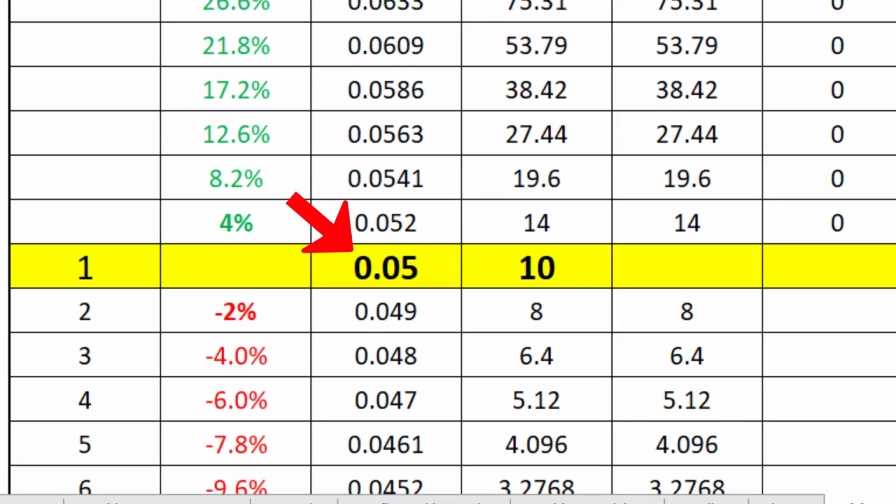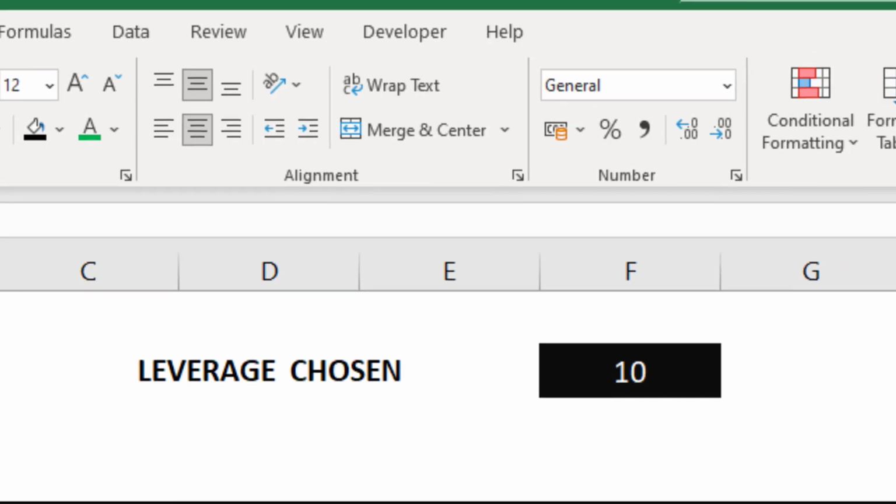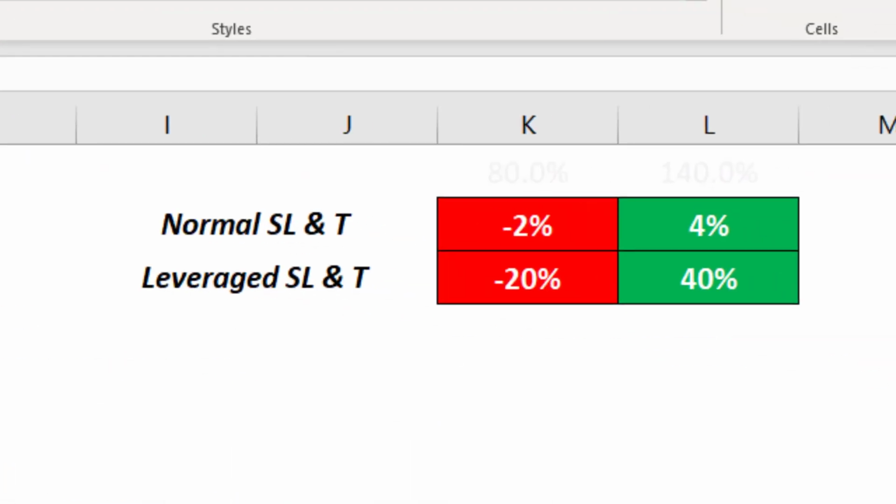Suppose I am taking my first position on a coin at 5 cents. My initial capital is $10. Leverage chosen is 10 and we use a stop loss of 2% and target of 4%. Since leverage is 10, 2% SL means 20% loss on capital, 4% target means 40% profit on capital, right?